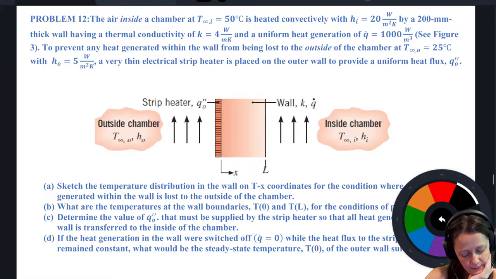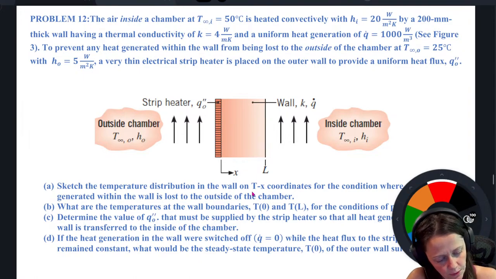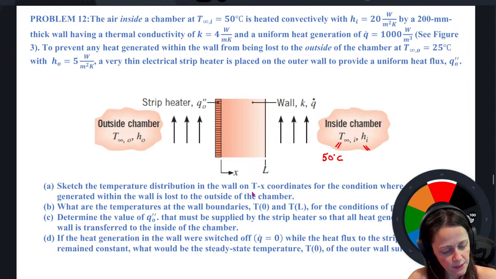So we have the air inside of a chamber at 50 degrees Celsius. The inside is on the right side of the picture. So this temperature is 50 degrees Celsius, and the convective heat transfer coefficient is 20 watts per meter squared Kelvin.